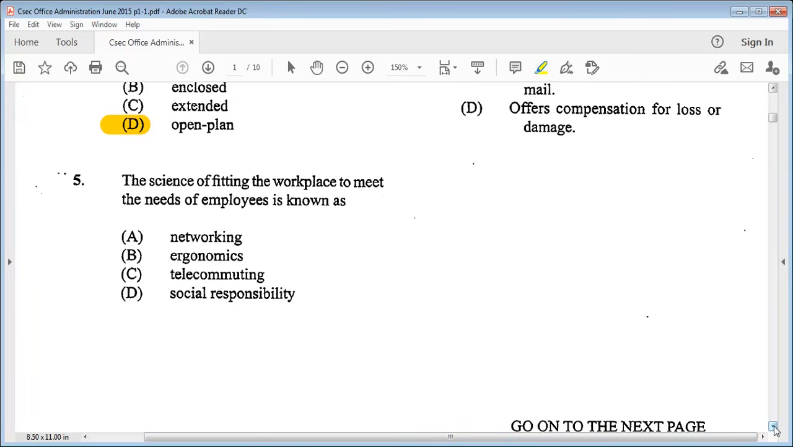The science of fitting the workplace to meet the needs of employees is known as A. Networking, B. Ergonomics, C. Telecommuting, or D. Social responsibility. We know the answer is B. Ergonomics. Let's move on to question number 6.